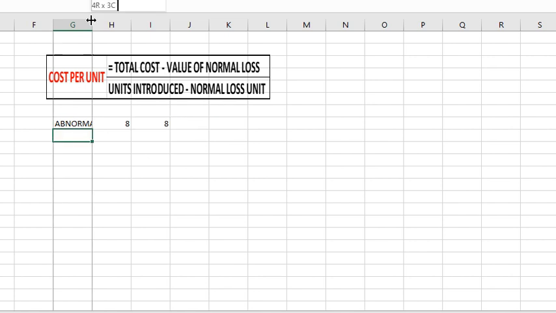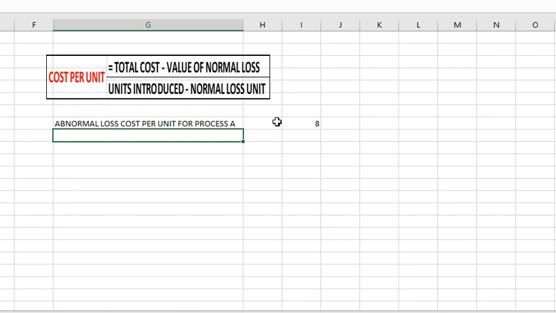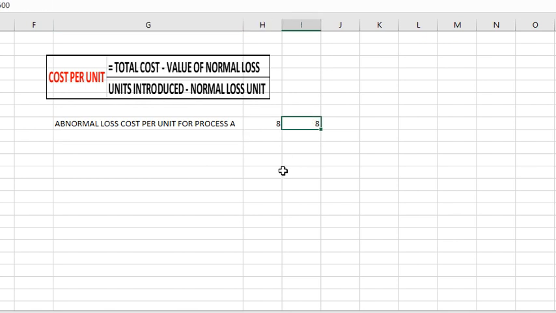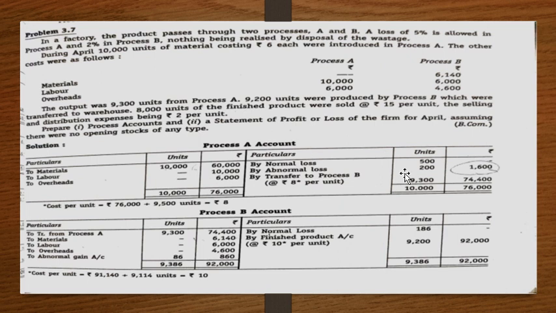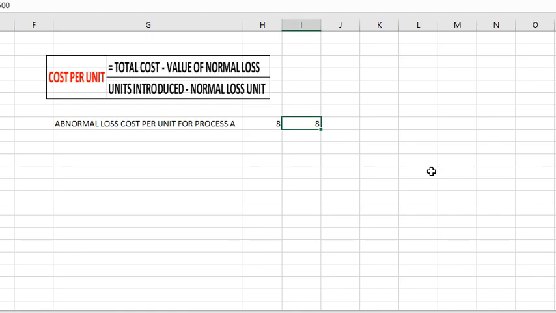So how much is your abnormal loss per unit for process A? Rupees 8. So we will go to the process account. In your process account, your abnormal loss units is 200. So 200 into 8 will give you 1,600. So 200 is your number of units, and 200 into cost per unit, which is 8, will give you 1,600. This is your units, and this is your cost per unit.